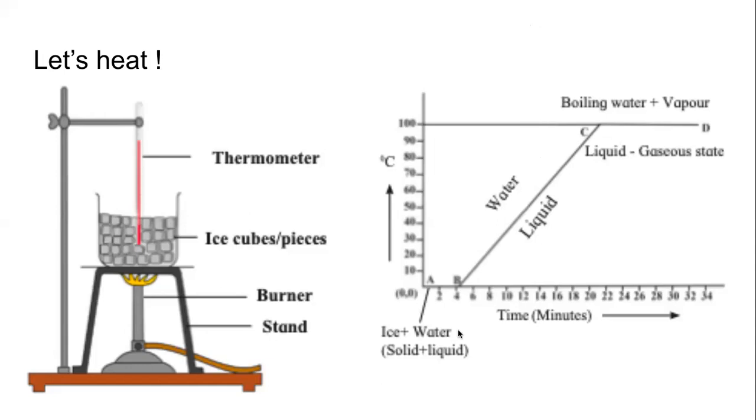What we are doing in the graph is we are plotting two things. Now, this is the reason we studied coordinate geometry before heat. We are making a line graph here. On the x-axis, we are taking minutes, time. On the y-axis, we are taking Celsius. So at 0 minutes, that means when we started the experiment, the temperature was negative somewhere here.